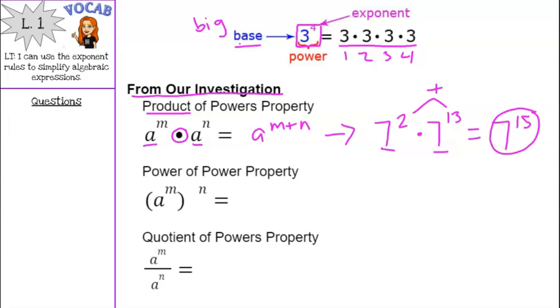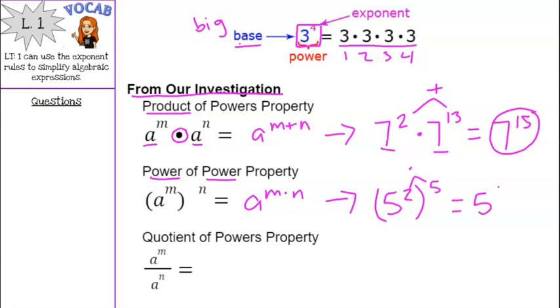Power of a power property means we're taking something raised to an exponent and raising it to another exponent. And that's when you can multiply your two powers. So this would become a to the m times n power. Again, let's give a real example of this. We could have 5 to the 2nd power raised to the 5th power. To simplify this, we would just multiply the two powers and we would get 5 to the 10th power.